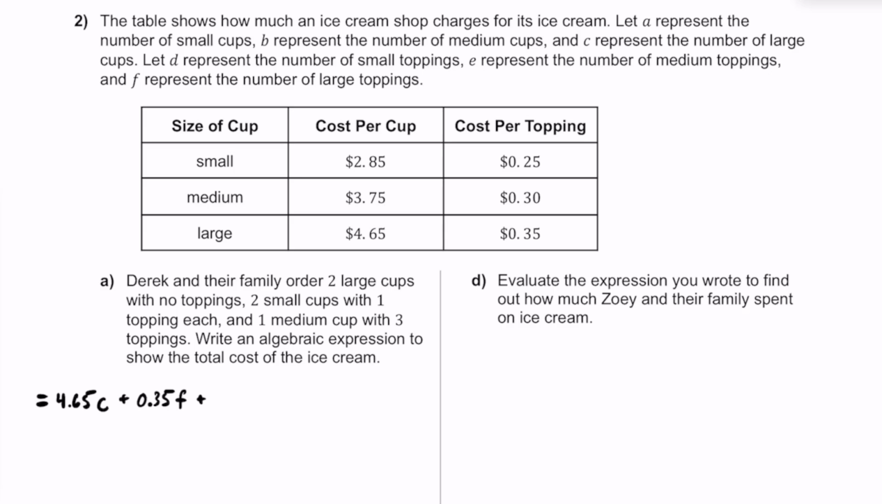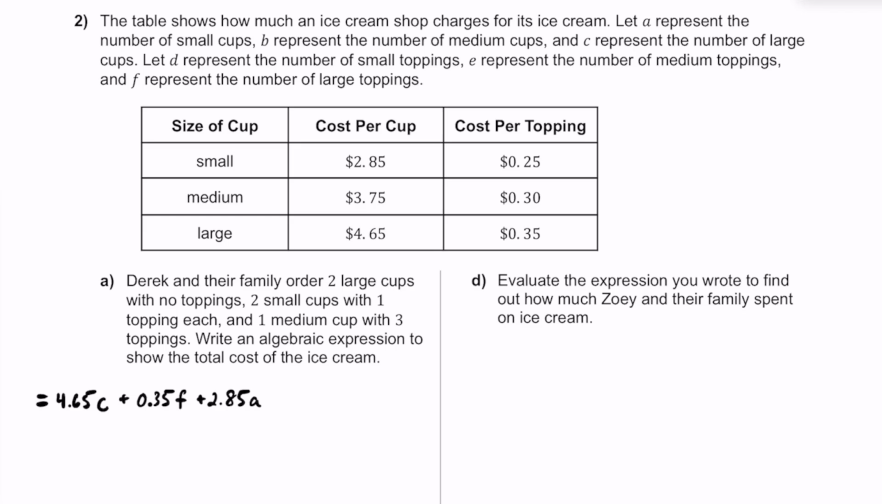Well, for the small cups, we know the price is $2.85. So we're going to write 2.85. And how many small cups are we getting? We're getting 2, but let's just say we don't know that yet. So for the variable for small cups, we're going to say that's the letter A. I'll go ahead and read that in the problem.